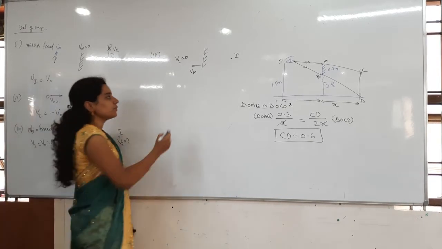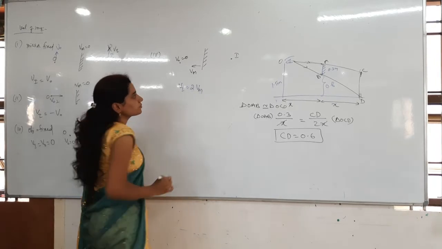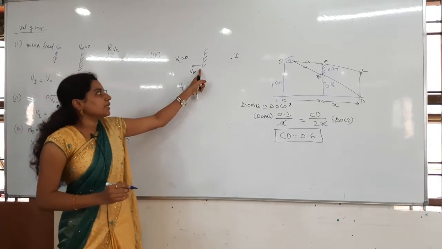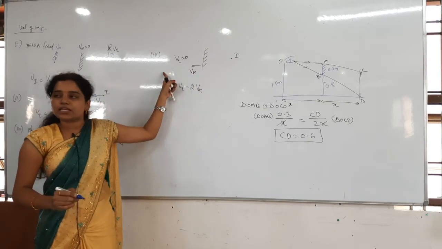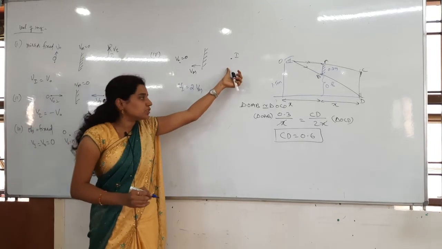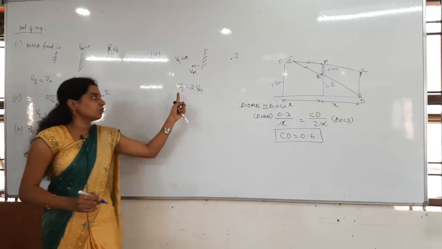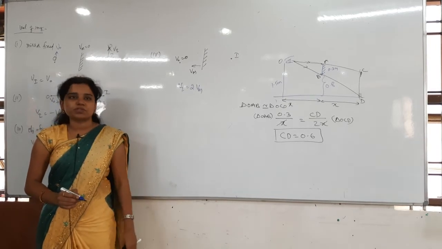How many times? Vi is equal to 2 times Vm. Whenever the mirror is coming in this direction, which direction is the mirror coming in? Negative x-axis. At that time, where will the image come? The image will also come in the same direction. Both have the same sign here. Otherwise, they will have opposite signs.